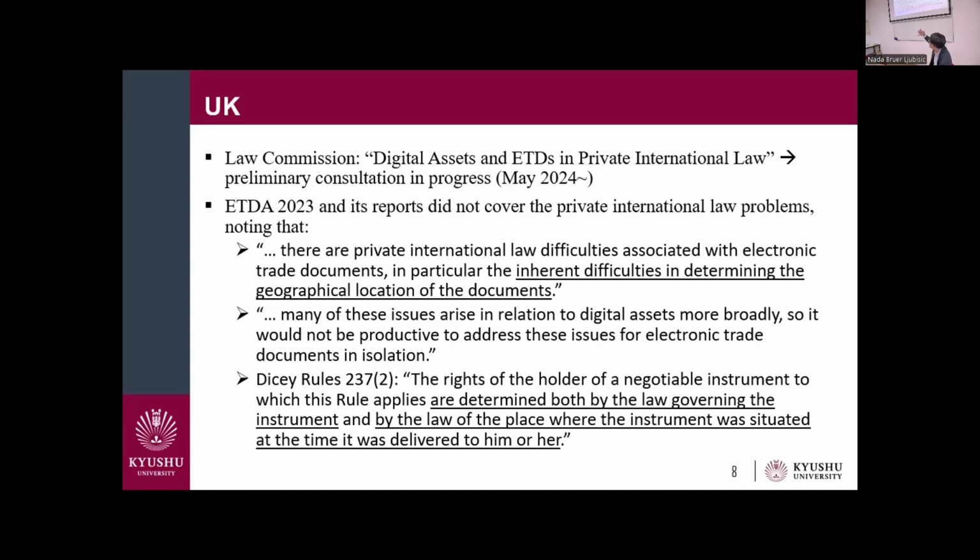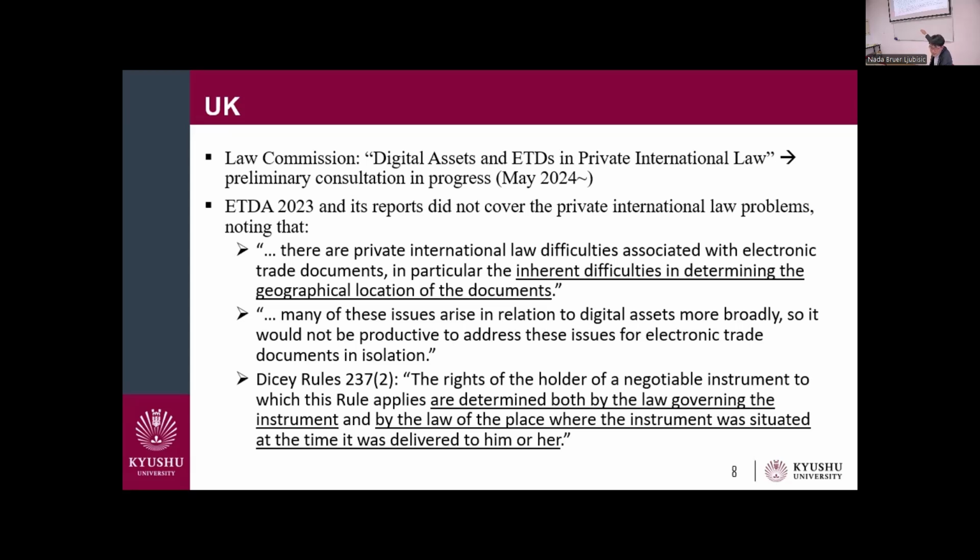But in the process of initiating this project, and also when they formulated the Electronic Trade Documents Act 2023, there was a mention of private international law when it comes to electronic trade documents. For example, there are private international law difficulties associated with electronic trade documents, in particular the inherent difficulties in determining the geographical location of the documents. So they also acknowledge that there is a difficulty in determining the location of the documents.